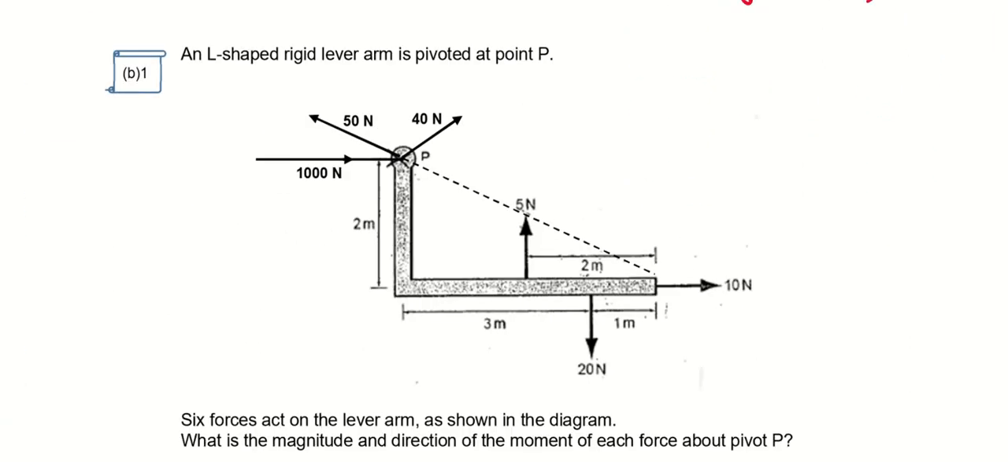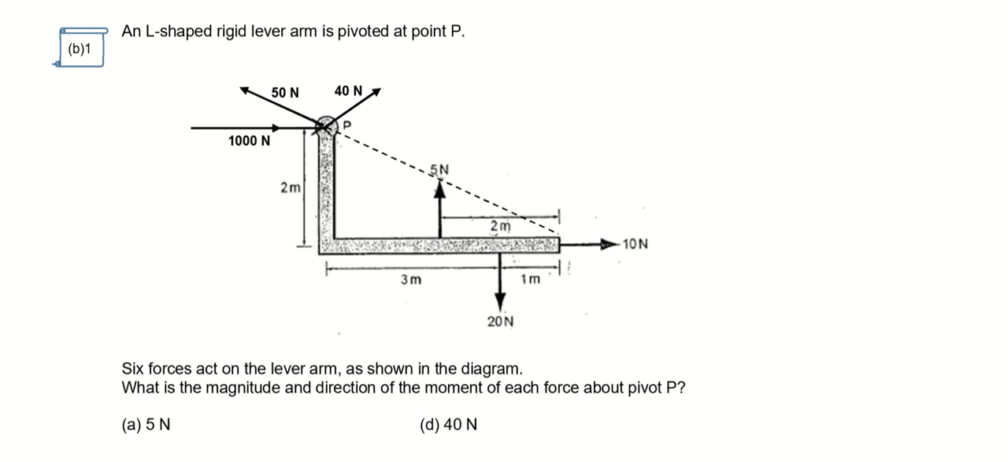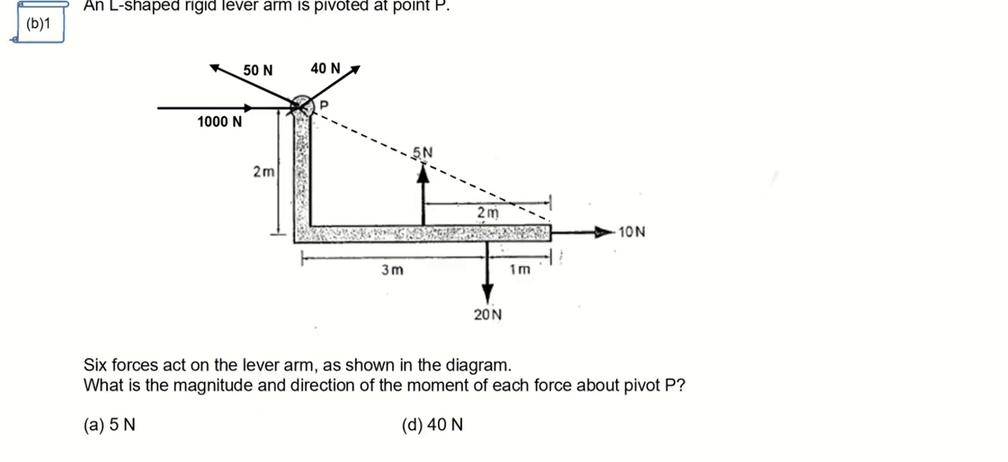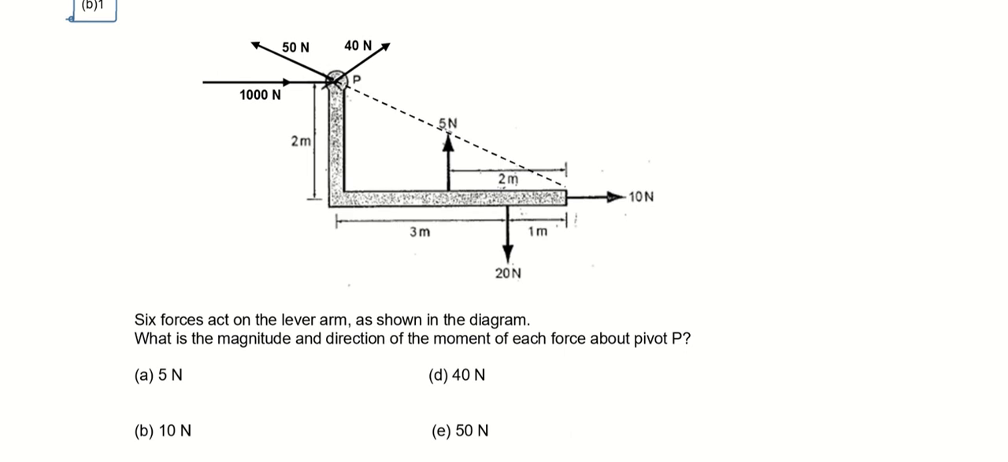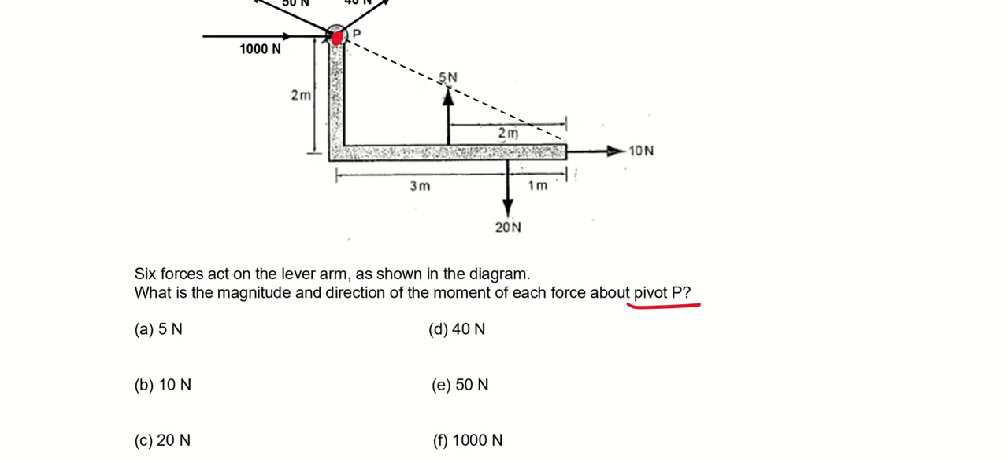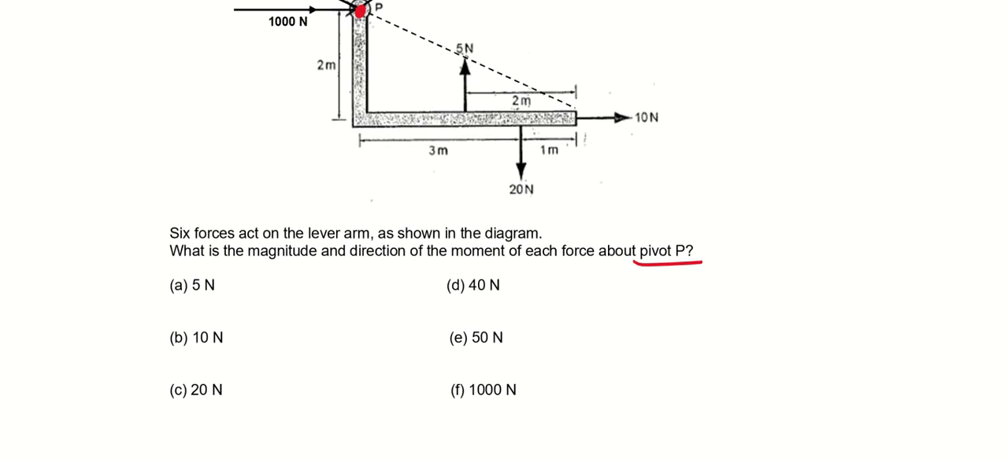Okay, so now I will need you all to try B1. I have an L-shaped rigid lever arm. So 6 forces act on the lever arm. What is the magnitude and direction of the moment of each force about pivot P? Where's pivot P? Where's the fixed point? It is over here. So let's do each force one by one. I will do one example and then you will try the rest.